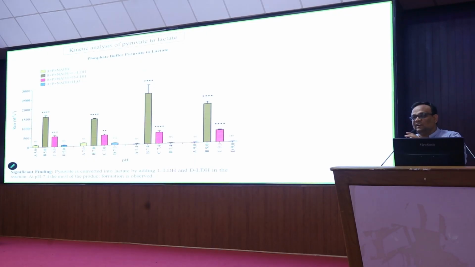We showed experimentally that lactate cannot be reconverted to pyruvate. You can see B is buffer, P is pyruvate, and NADH. What are we monitoring here? The rate per molar per second is the NADH in the system, right? When you have pyruvate, what is happening to NADH? NADH is being consumed. Here you can see that at different pH, you have both LLDH and DLDH.